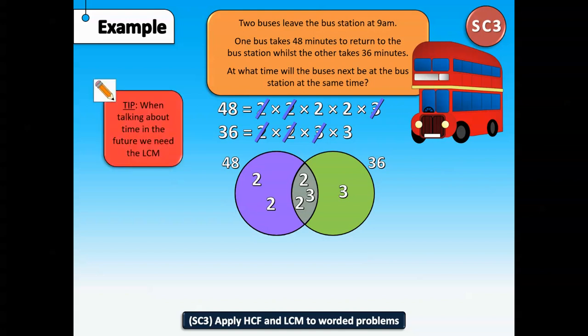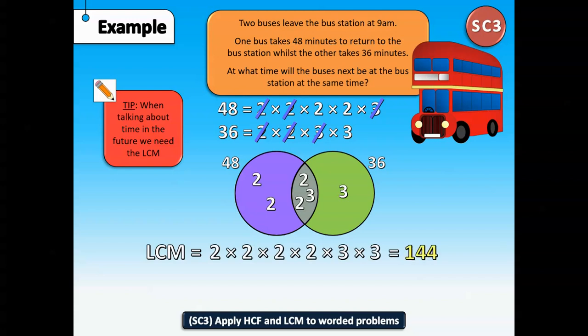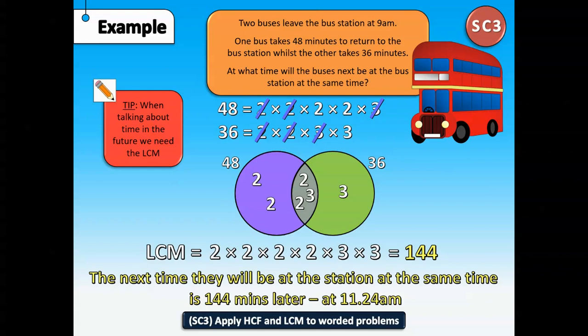Now, when talking about time in the future, we need to use the LCM, the lowest common multiple. So we're looking for the lowest common multiple of 48 and 36. So to find the lowest common multiple, we multiply all the numbers in the Venn diagram together, which is 144. Now, because the time is in minutes, that's 144 minutes. So the next time they will be at the station at the same time is 144 minutes later, which is at 11:24 a.m.